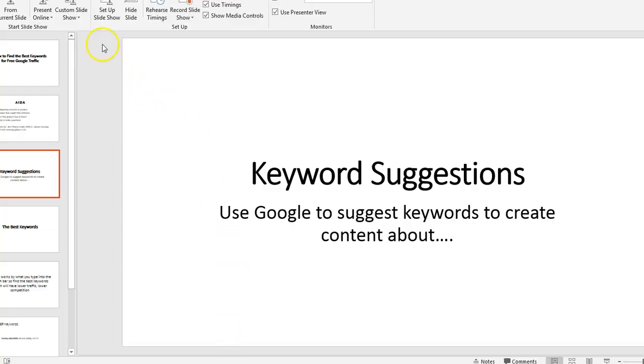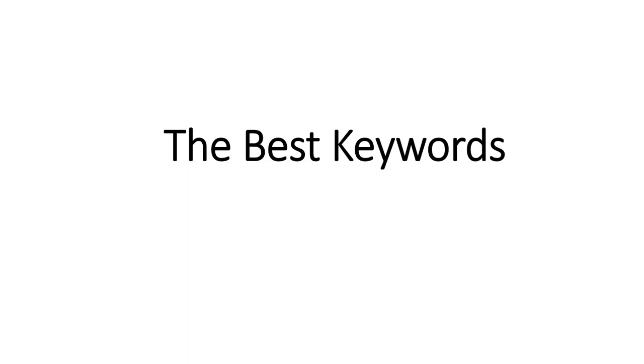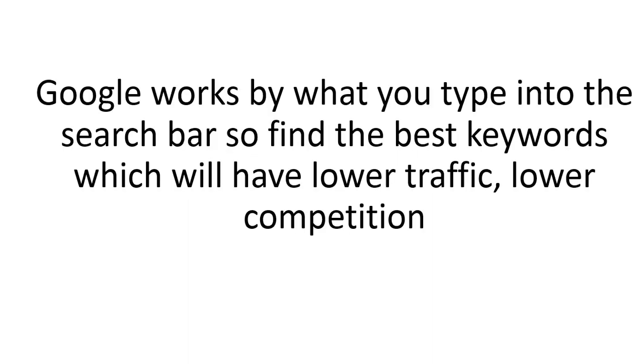That's what the keyword suggestion means. The best keywords to look for are buyer keywords, like we were just talking about. You have research keywords, and then you have buyer keywords, and most people would agree that buyer keywords are the best, especially if you're looking to make money. Google works by what you type into the search bar. So find the best keywords, which will have lower traffic and lower competition.